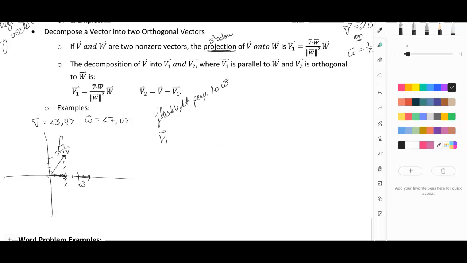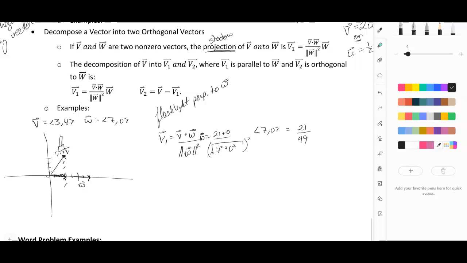So to find v1, it's going to be v dot w over the magnitude of w squared. So if I dot v with w, I'm going to have 21 plus 0 over the magnitude squared. The magnitude of w would be the square root of 7 squared plus 0 squared. And I'm going to multiply that by vector w. I left that out there. Vector w is 7, 0. So let's clean this expression up. I have 21 over 49, because the square and that square root cancel out. So I just have 49 in the bottom.